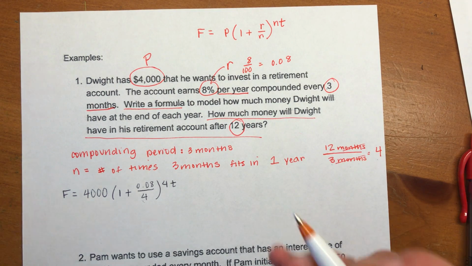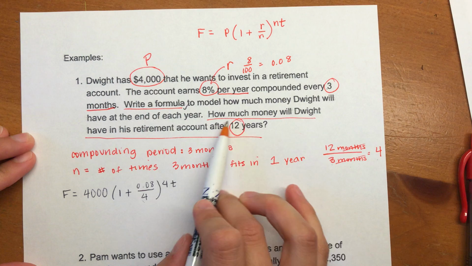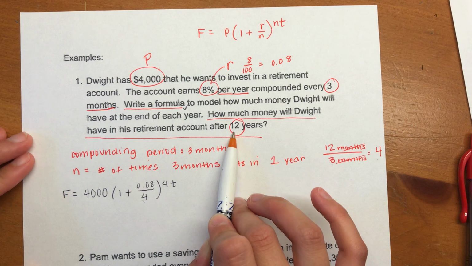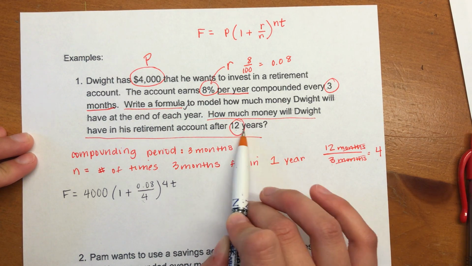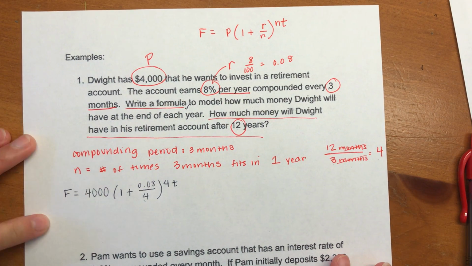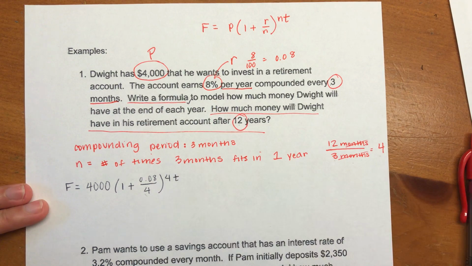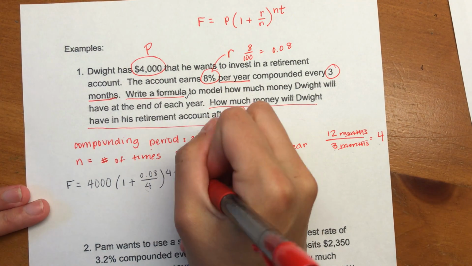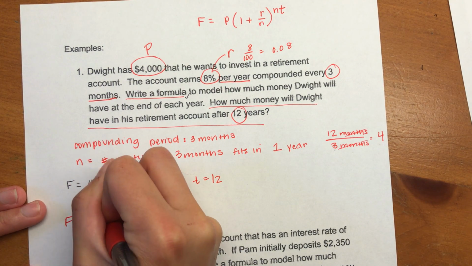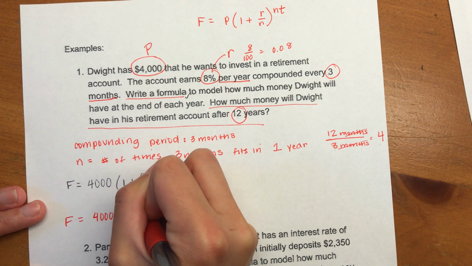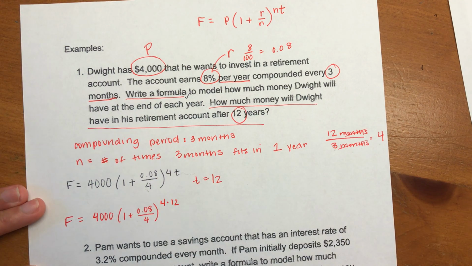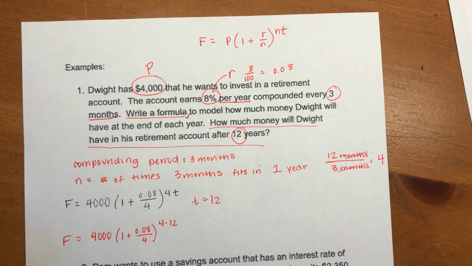So now we've done the write a formula part. Now we can say how much money will Dwight have in his retirement account after 12 years. Okay, so 12 years. 12 we know in years is going to be my t value. All t values are in years for compound interest. Okay, so then I can substitute in 12 for t. So if t equals 12, then I'm going to have F equals 4,000 times 1 plus 0.08 over 4 to the 4 times 12.